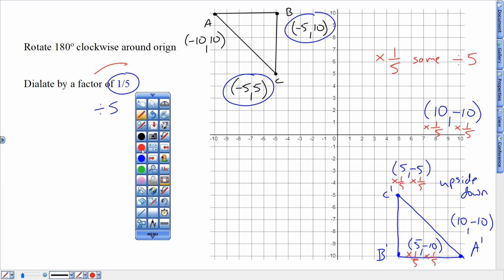Here we go. This one's going to end up being 2, negative 2. That's where that one's going to end up being. So C double prime, 2, negative 2 after the shrinkage. If I do the next one, 5, negative 5, that becomes 1, negative 1. So let's clean that up a little bit here. So that becomes 1, negative 1. That's going to be C prime there. And then the other one becomes 1, negative 2.